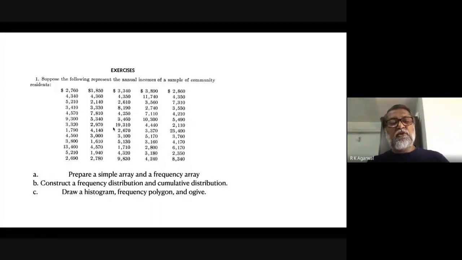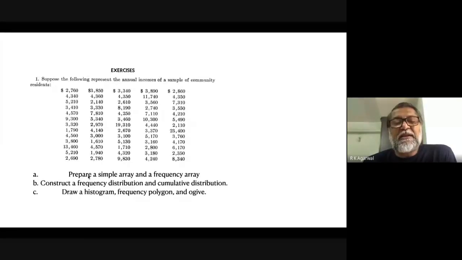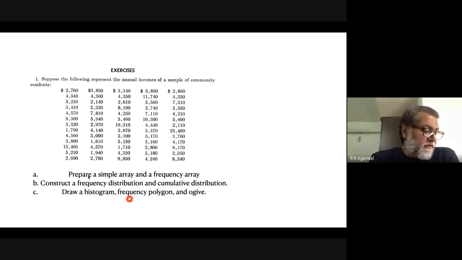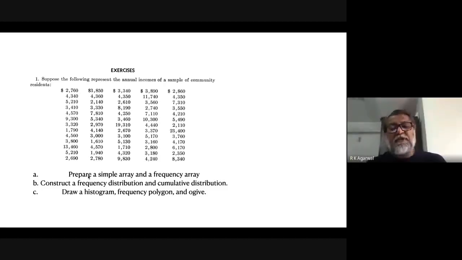You have to prepare a simple array. Simple array means you just arrange the data in ascending order. Then a frequency array, that is, after arranging the data in ascending order, indicate how many times a certain data point has occurred, just as we saw in case of this current salary. Then you draw a histogram for it, a frequency polygon, and an ogive for it. I will upload this presentation on your Google Classroom right after the class. Any question?